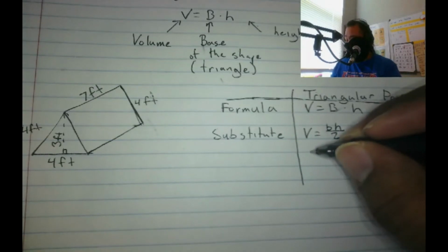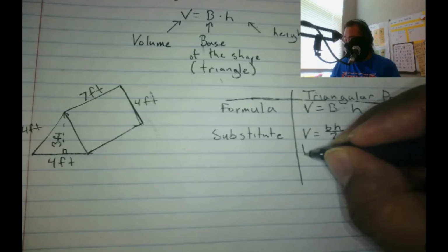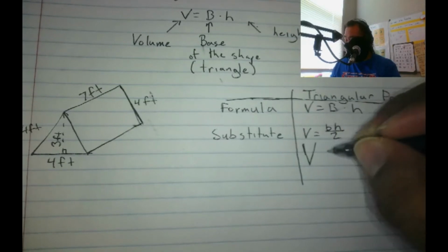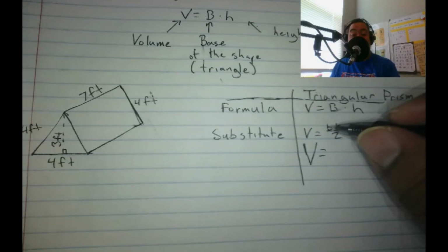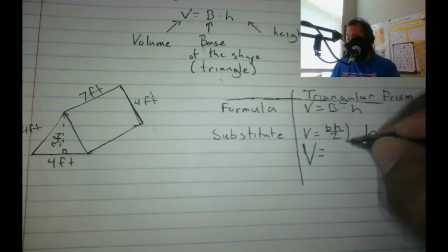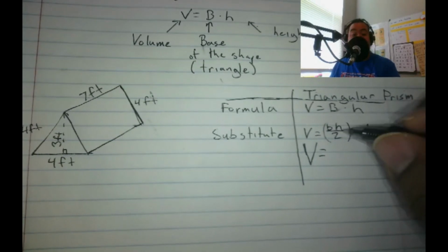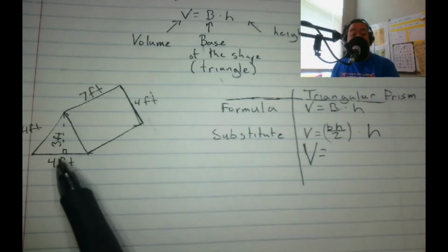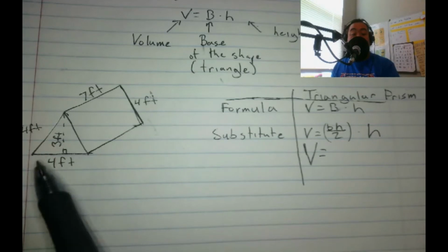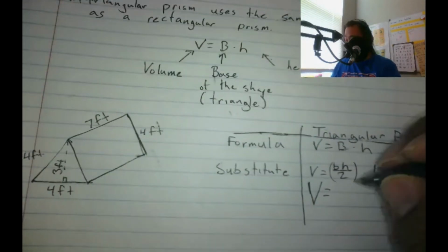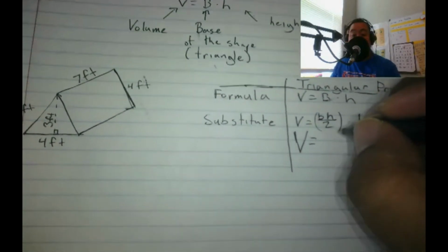Alright, so the letter V stands for volume. Gonna write it a little bit bigger. The letter B stands for the base of our triangle, because remember all of this right here is talking about a triangle. So the base of our triangle, I look at my triangle. This flat part right here I'm going to say is my base, so it says 4 feet. So that part will be 4 feet.